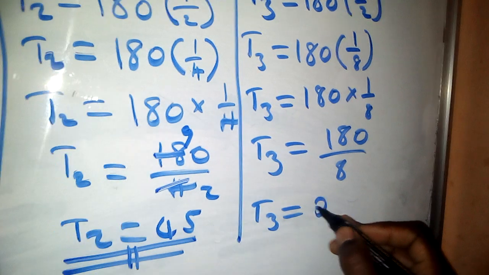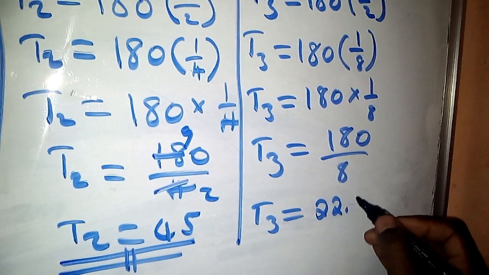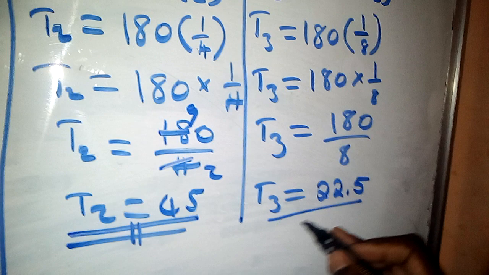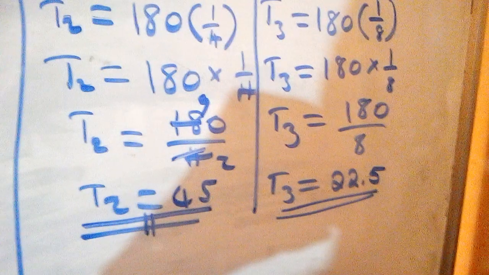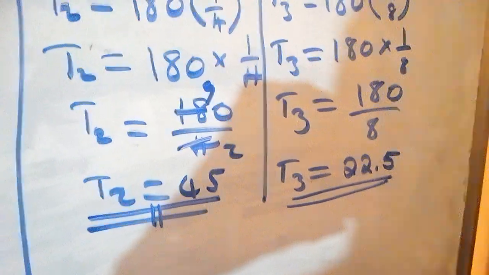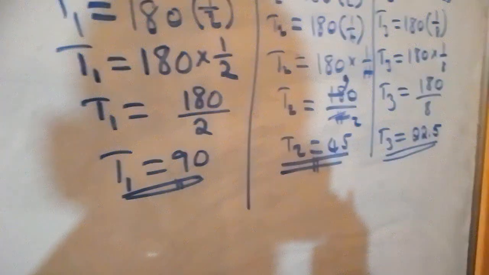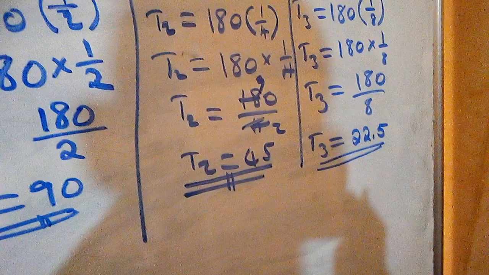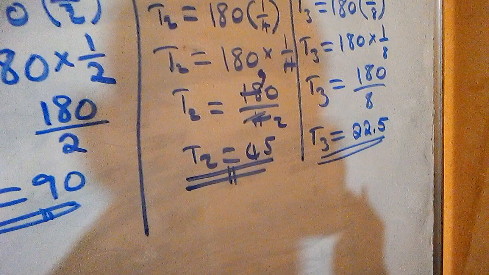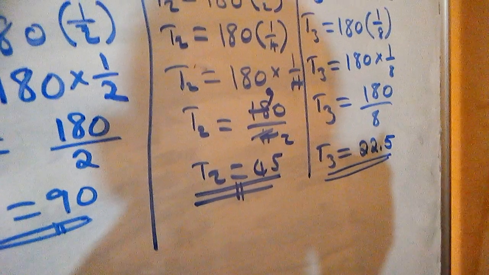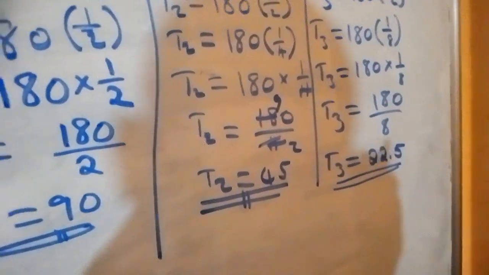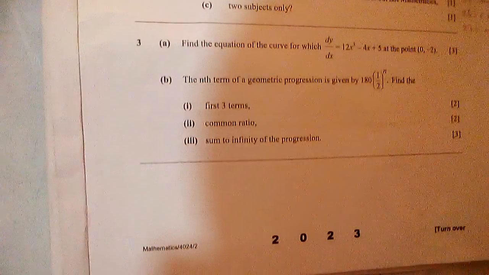So we're going to have 22.5. Okay, and this is our third term. Take note, this is our third term. Okay, so then we have our answers. The first term is 90, the second term is 45, and the third term is 22.5. That's how you go about this particular question here.